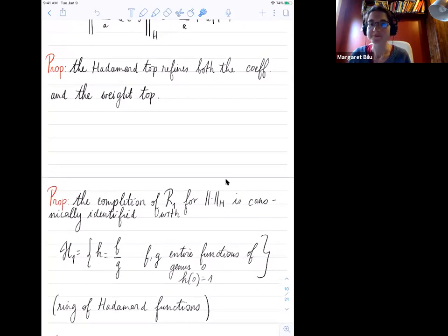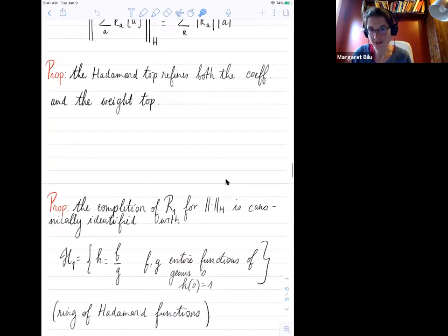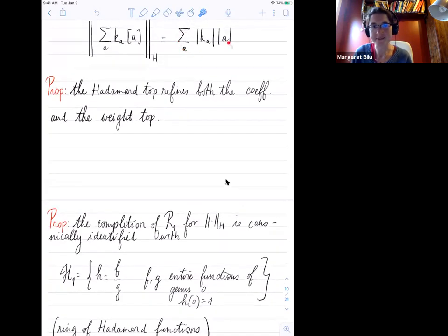What's the Hadamard factorization theorem? It's this thing that says if you have an entire function of genus zero, then you can write it as an infinite product of linear factors. I guess the condition is exactly something like this, that this is finite, that some sum of the zeros and poles with multiplicities converges.